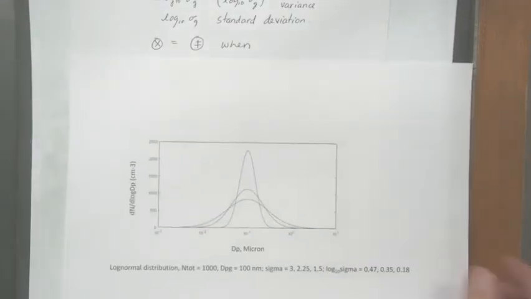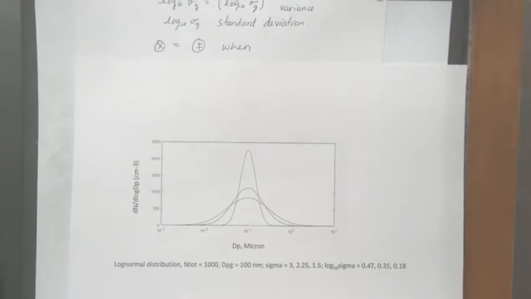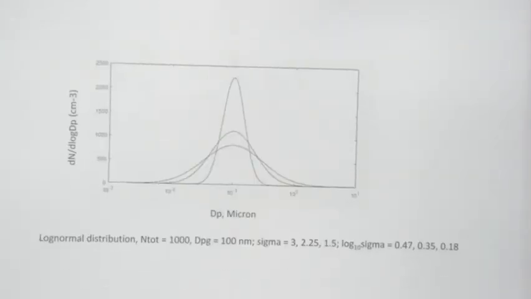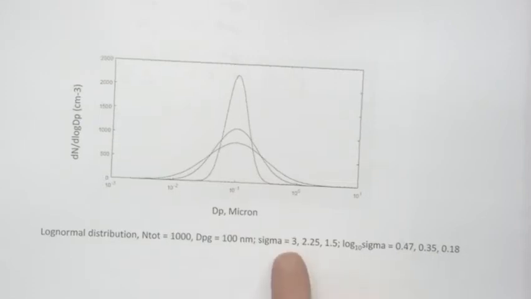Here's an example of some log normal distributions. So these all have the same total number of particles. So the same area under each of the curves. They all have the same median diameter of 100 nanometers or 0.1 micron. You can see half are above, half are below. And then we've got a wide distribution, somewhat narrower, even narrower. And then these are the base 10 logs of those three values.